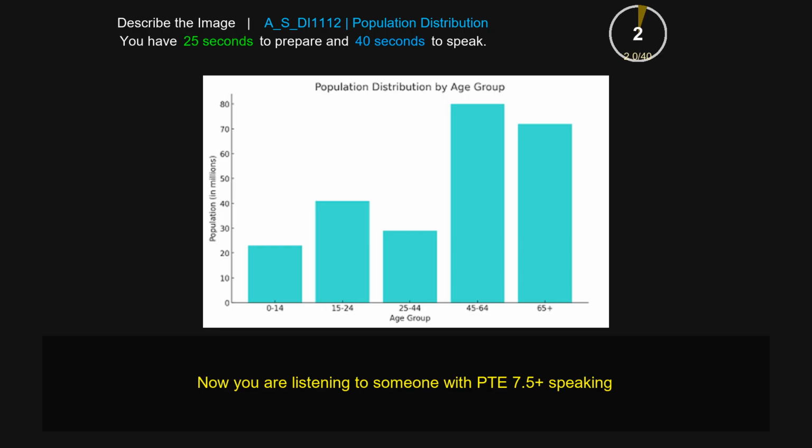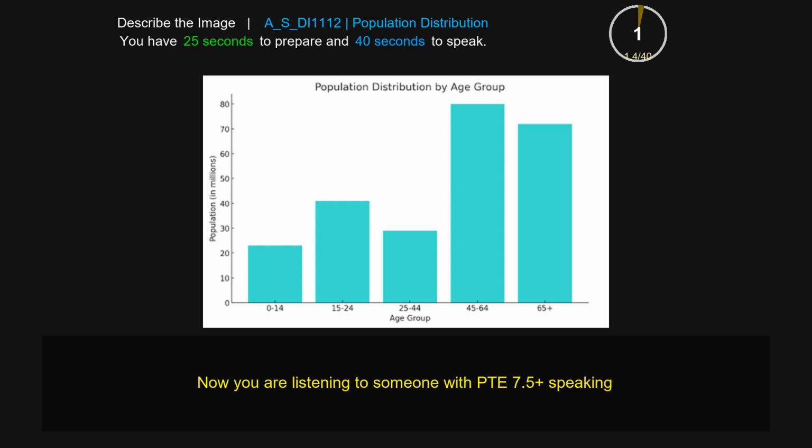The bar graph compares the population distribution by age group. Overall, it is the ages 45 to 64 who have the highest population. On the one hand, the smallest population is those aged 0 to 14, with only 22%. On the other hand, second in rank are those aged 65 and above, with 75%.